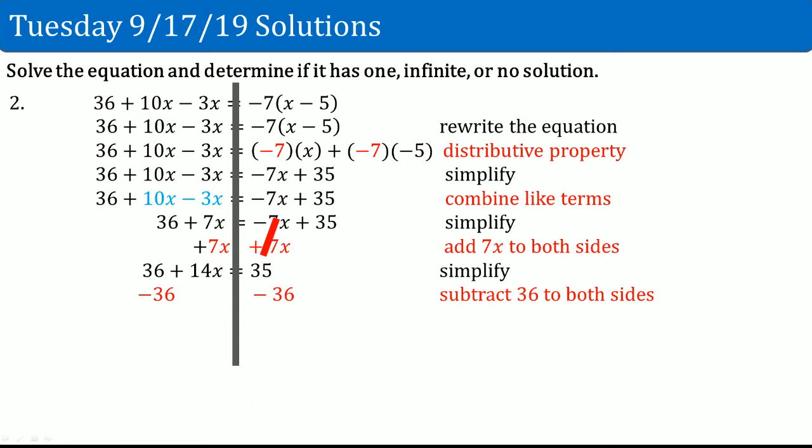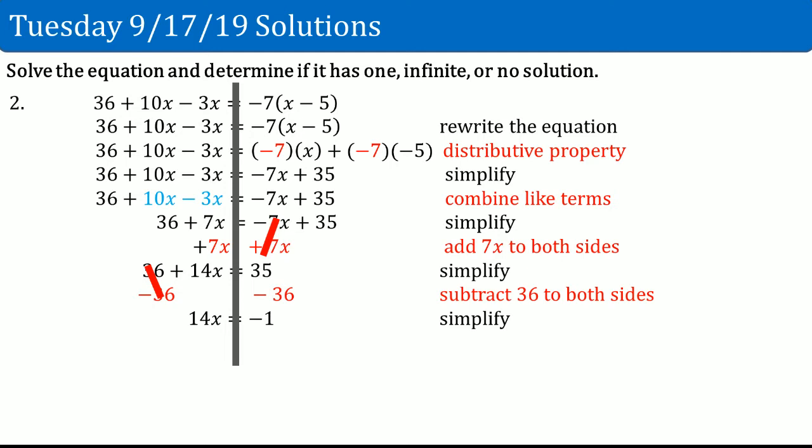A lot of you are like, wait, shouldn't I move the 35? No! Remember, this becomes a two-step equation. You're trying to get the side that has the variable alone. So you're trying to get rid of the stuff on the left-hand side. So there's no reason for you to move the 35. Subtract 36 from both sides.